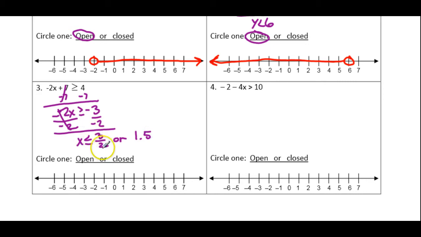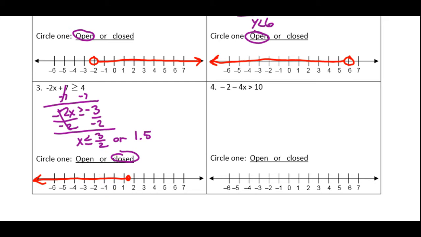So look at the sign. Less than or equal to means we're going to do a closed circle. The decimal might be easier to graph because 3 halves means 1.5. So I'm going to put my closed circle at 1.5, in the middle of 1 and 2. And then it's to the left, everything less than that.